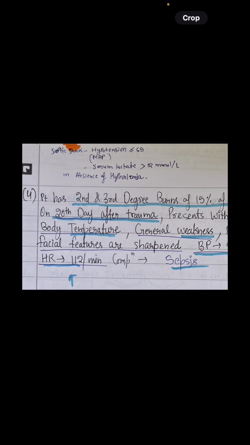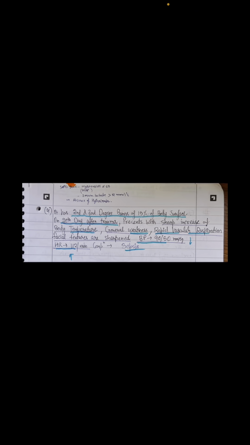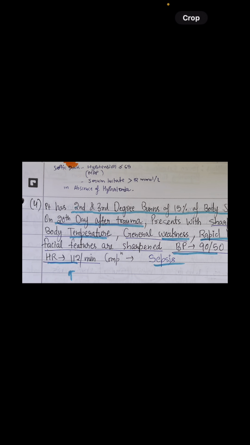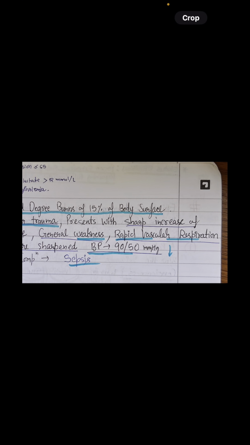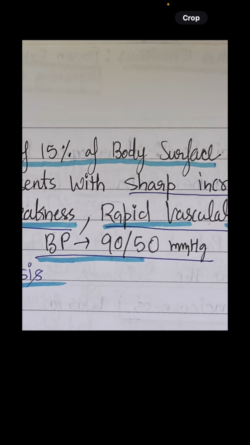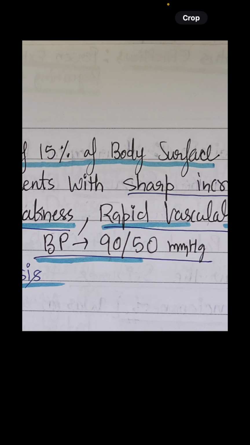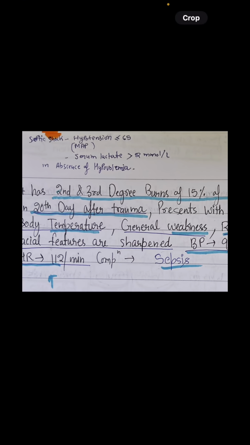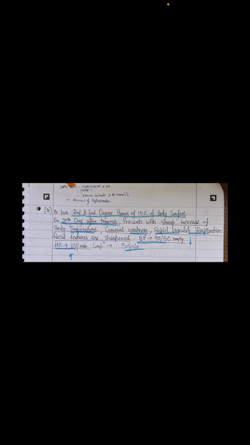The next patient is having 2nd and 3rd degree burns. Already assume that burn patients are very prone to infection, because burned skin looks necrotized, so bacteria will get attracted to it. On the 20th day after the trauma, the body temperature, general weakness, the BP. This is what I wait for in the question of sepsis, like very severely low BP, diastolic BP. The complication developed after this is sepsis.